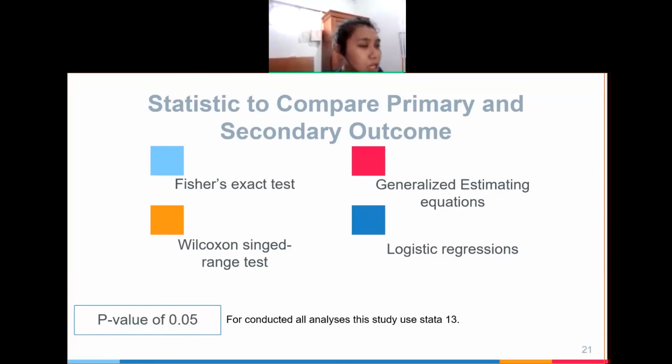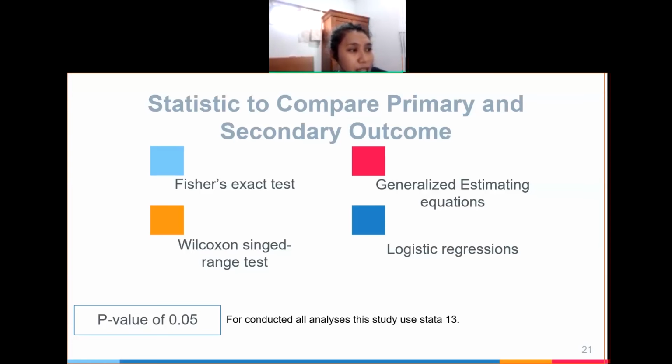For the statistical method to compare the primary and secondary results, this study used a Fisher exact test for categorical data and Wilcoxon signed rank test for continuous data. The Fisher exact test is also used in examining the difference of rate of adverse events. Then this study also used a generalized estimating equation for examining the rate of change outcome in a group difference. This study also used logistic regression to examine the proportion of subjects reporting worsening on the ADCS-CGIC.